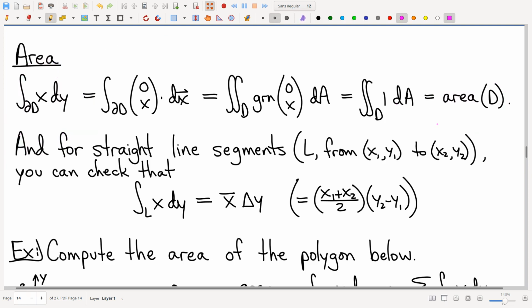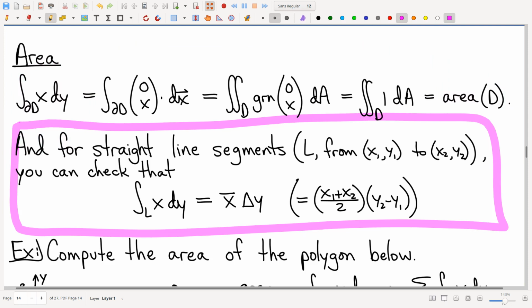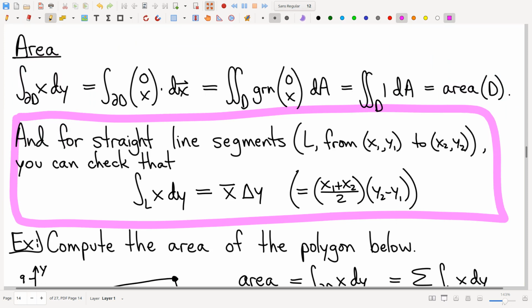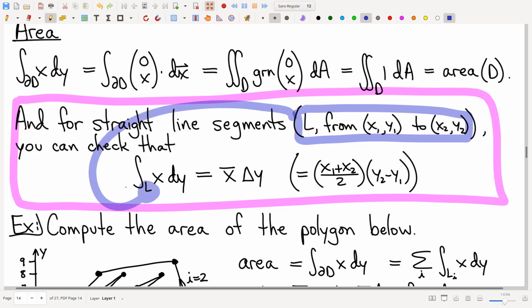Now here's a related, independent but related idea. This is just a plug and chug. I encourage everybody to do this. No Green's theorem required. This is just a 6.1 argument. You can parameterize a line segment. Chapter 1 style. Parameterize that line segment. Plug and chug that line integral over that line segment.